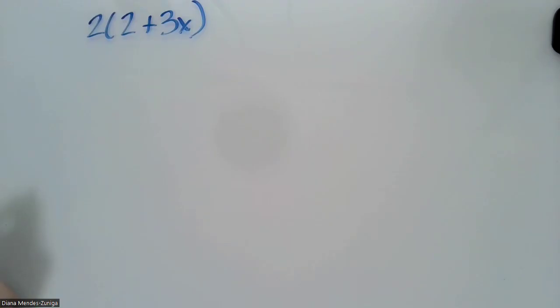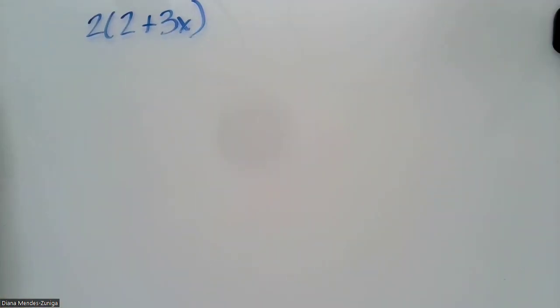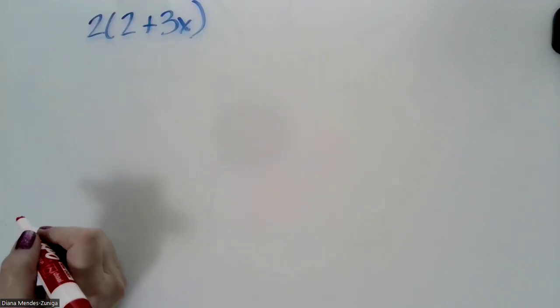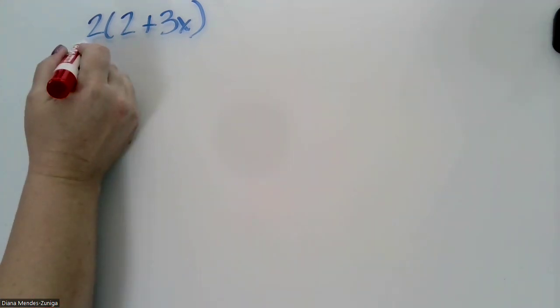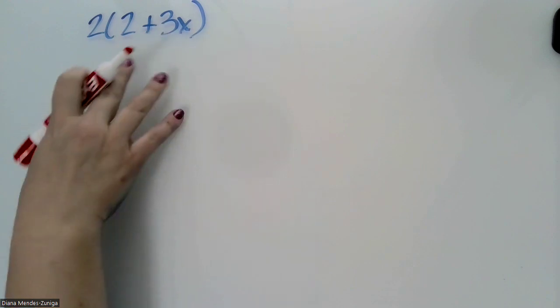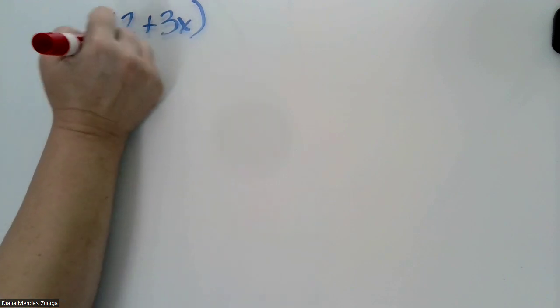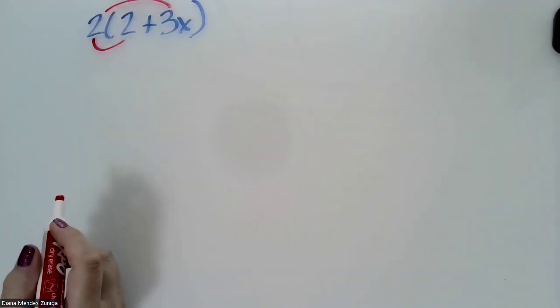All right, so whenever you have a number right next to a parentheses here, that means that you're going to have to multiply those. And what we're going to do is multiply this number on the outside to every number on the inside. So just to make it a short one here, we're going to multiply this 2 times 2, and then we're going to multiply this 2 times this 3x here.